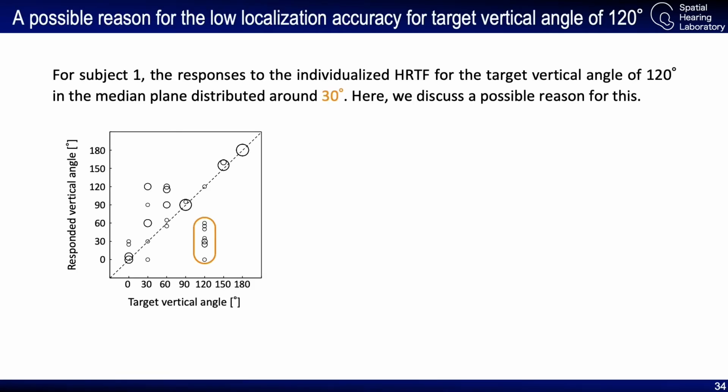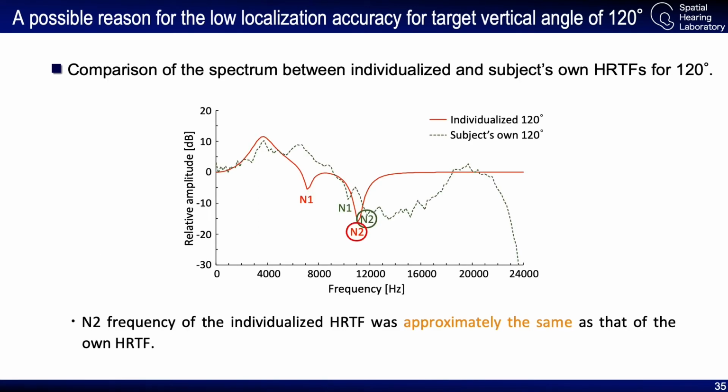Discussions. For subject 1, the responses to the individualized HRTF for the target vertical angle of 120 degree in the median plane distributed around 30 degree. Here we discuss a possible reason for this. Red solid line shows the individualized HRTF for the vertical angle of 120 degree, and the green broken line shows subject's own HRTFs for 120 degree.